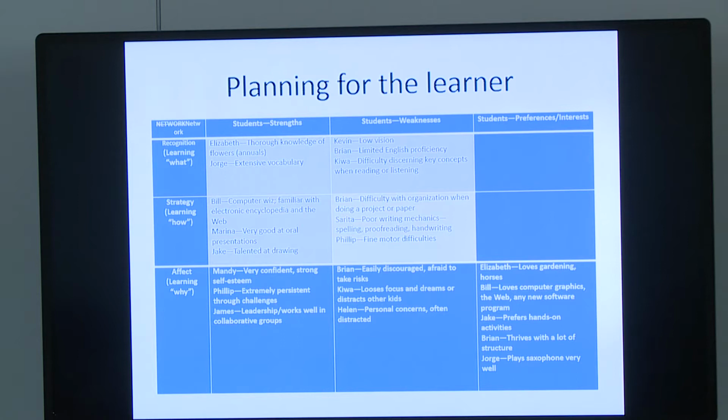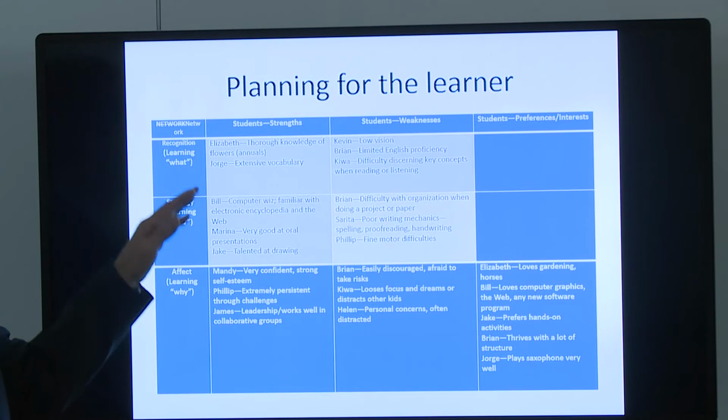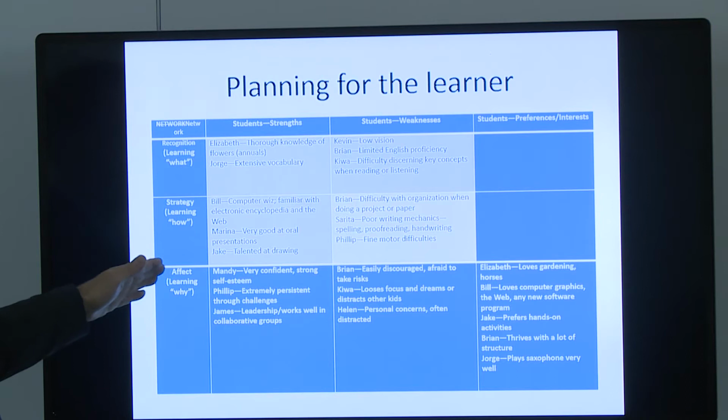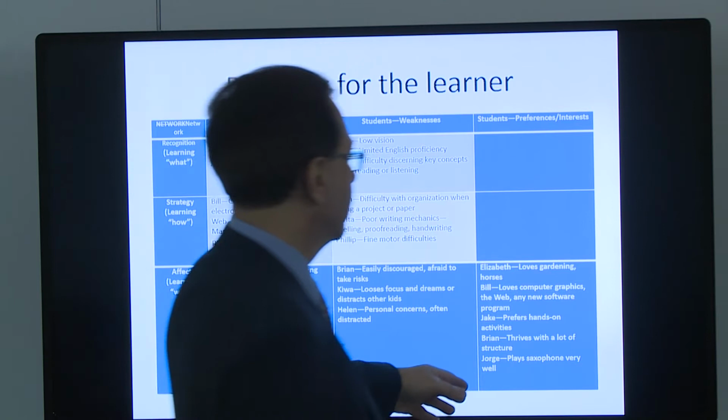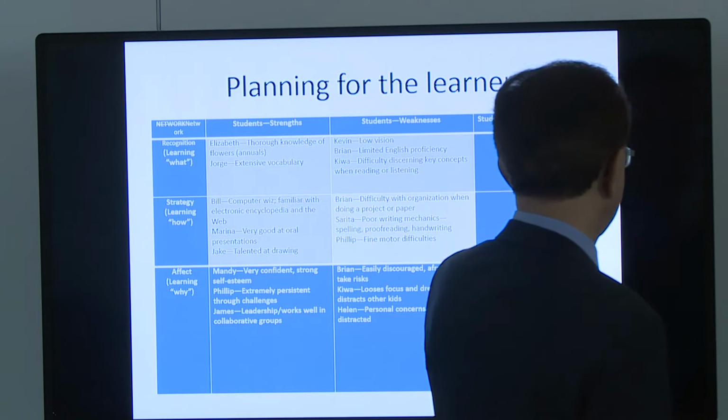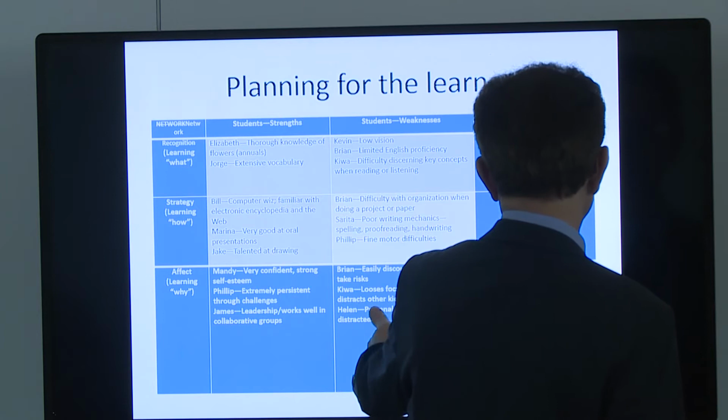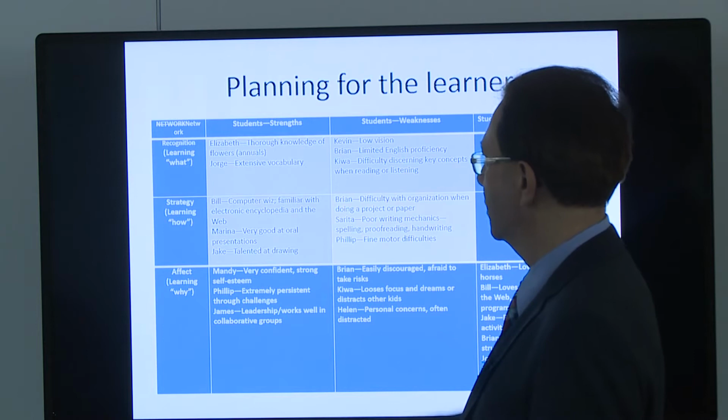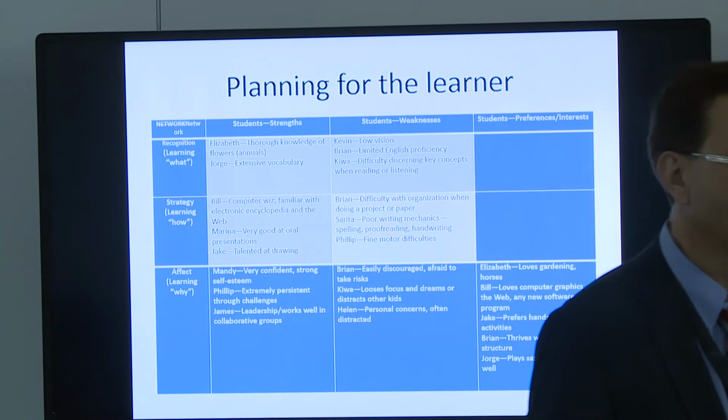Here's an example, and it's not the definitive example or my suggestion of how to go about it, but this is done by an organization called CAST, the Center of Assistive Technology, and they have something called UDL, Universal Design for Learning, where they provide some tools to come up with this. But again, this is not the way, this is one way. But before you plan, you can look at strengths, weaknesses, interests. And it can be that someone loves gardening or horses, someone loves computers, someone really thrives with a lot of structure, weaknesses, distracted, poor writing mechanics, any of that. Strengths, computer whiz, look at those and then see how you can accommodate some of that in the planning.